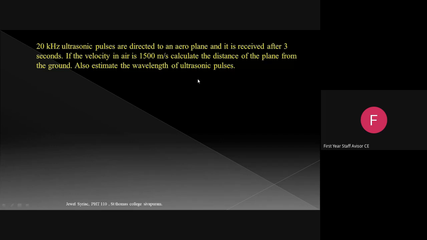What is the equation? D is equal to vt by 2. What is the velocity? Velocity is given, 1500 meter per second. And t, what is the time? The time taken to transmit and receive. What is the time? That is 3 seconds. T is equal to 3 seconds. Now what is the distance? What is the height at which the plane is flying, or the distance of plane from the ground? D is equal to v into t by 2.